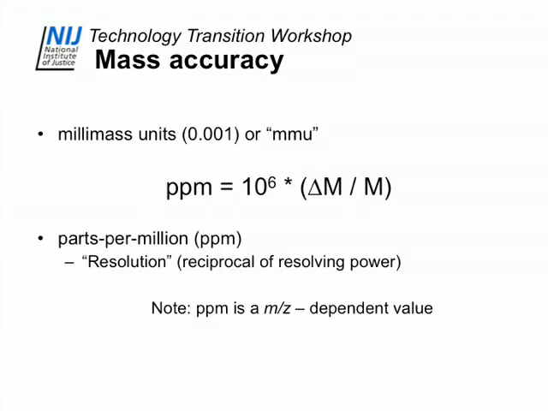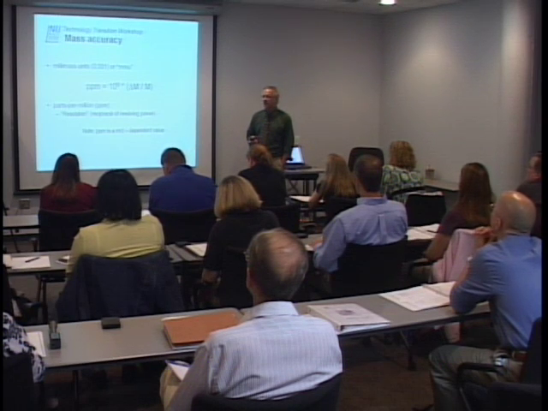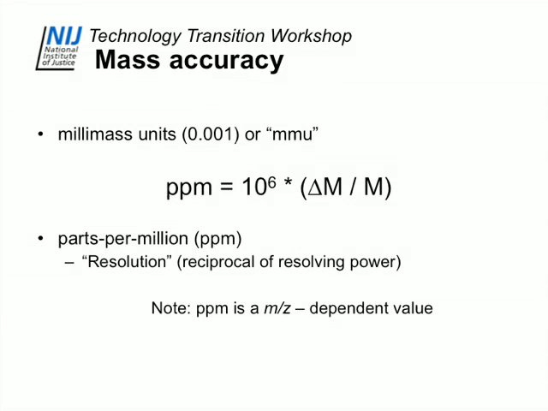Okay, so millimass units are easy. 5 millimass units is 0.005. 10 millimass units would be 0.01. But a lot of the journals use parts per million as a mass accuracy definition. And that's really because parts per million is the reciprocal of resolving power. I don't particularly like that definition, but it is the definition that a lot of people use.